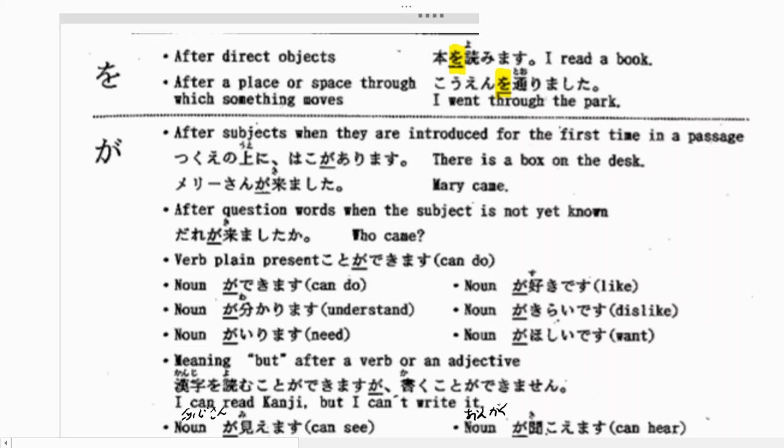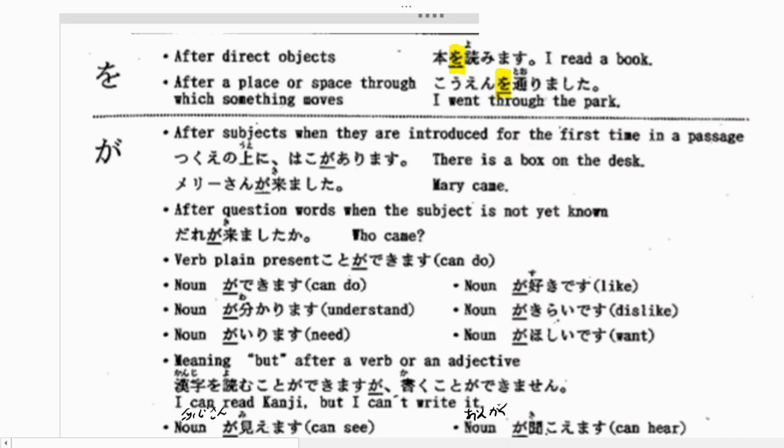Another use is if you've got a verb in the plain present form and you want to say you can do it. So nomu koto ga dekimasu means I can drink, or mizu o nomu koto ga dekimasu, using o to mark the direct object, and then koto ga dekimasu, which means can do. You have to make sure it's nomu as opposed to nomimasu, because otherwise it doesn't work. You have to have the plain present form.